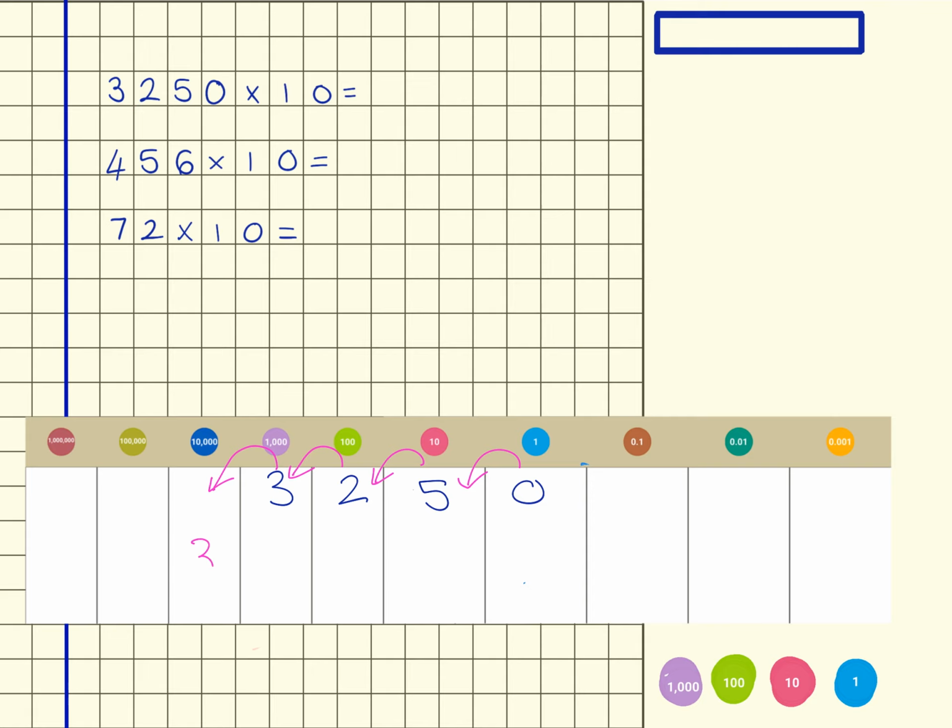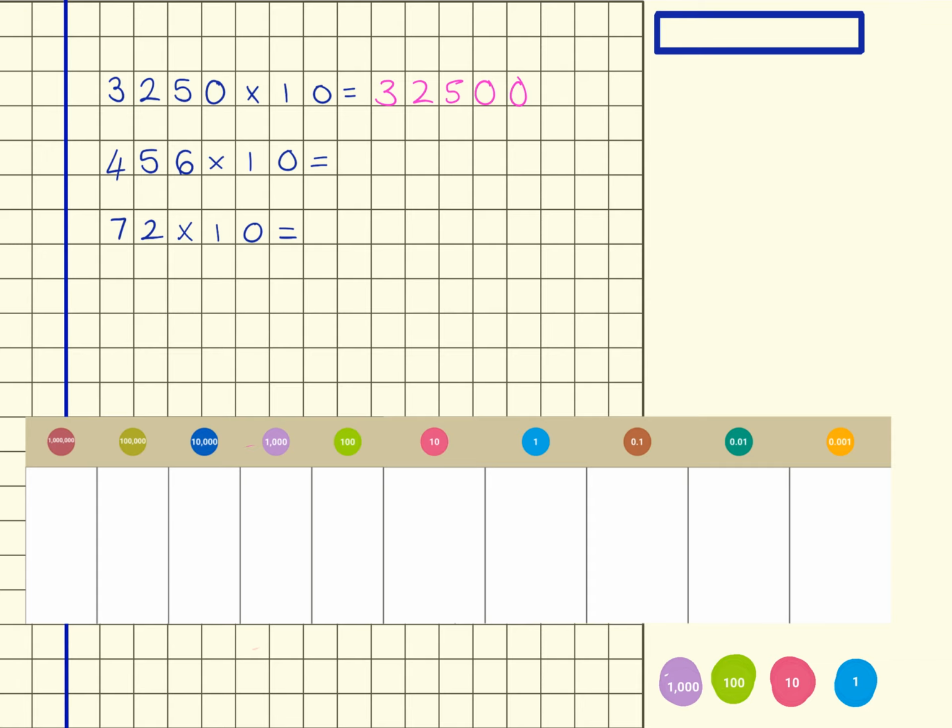So there the 3 would be here, the 2 here, the 5 here, the 0 here, and we would then put another 0 there on the end because there is now 0 ones. It's moved along, so that's where the decimal point would be. So that shows us that 3,250 multiplied by 10 becomes 32,500.